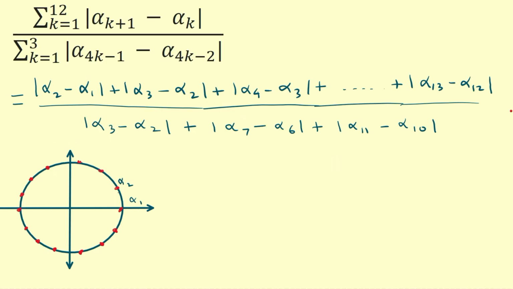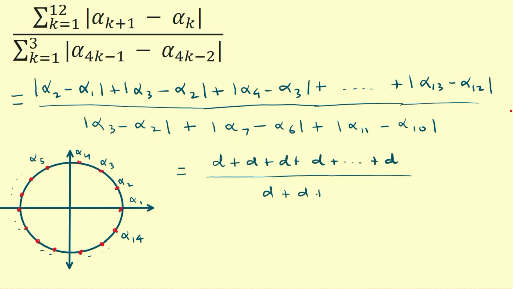Now as you may recall, mod of z1 minus z2 is the distance between z1 and z2 complex numbers on the complex plane. So here also this will mean the distances. Since the distance between consecutive nth roots of unity are all the same, let us call it d. So we've got 12 terms, d plus d plus d plus d etc., in the numerator and 3 terms, d plus d plus d, in the denominator. And as a result of this, we'll get the answer as 4.